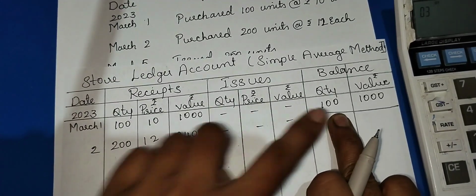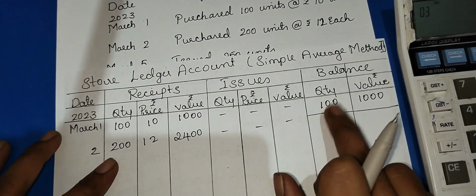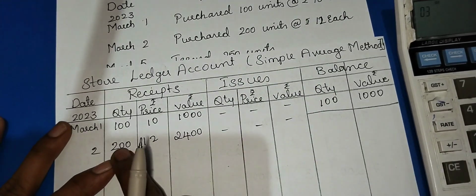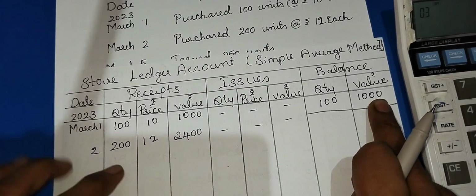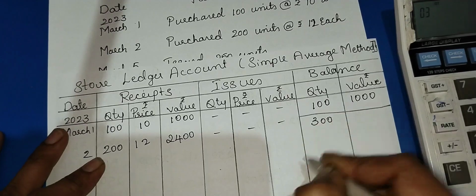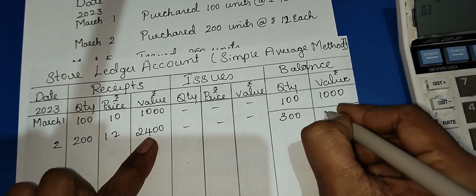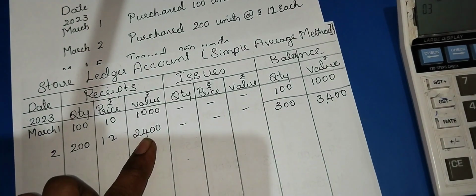Here observe, we are adding quantity. In the simple average method, you have to add the quantity and add the value. So 100 plus 200 is 300, and 2400 plus 1000 is 3400. Draw a line.